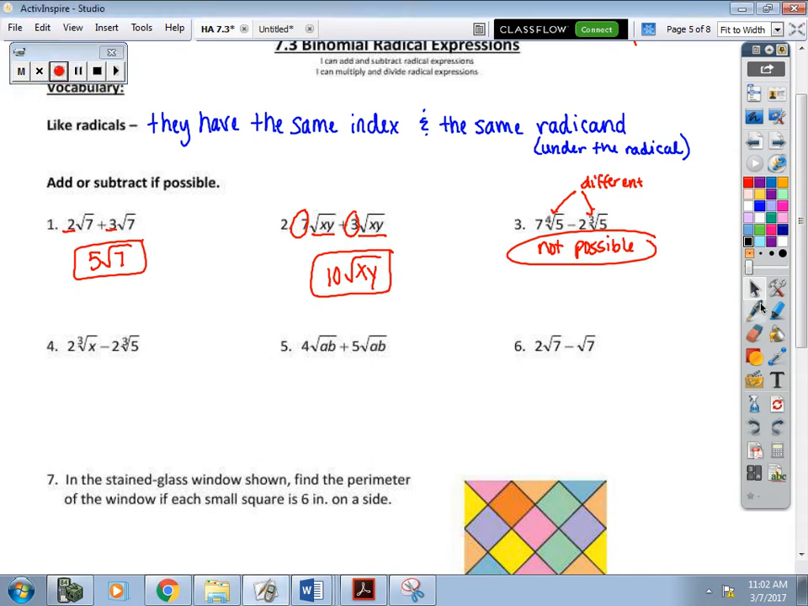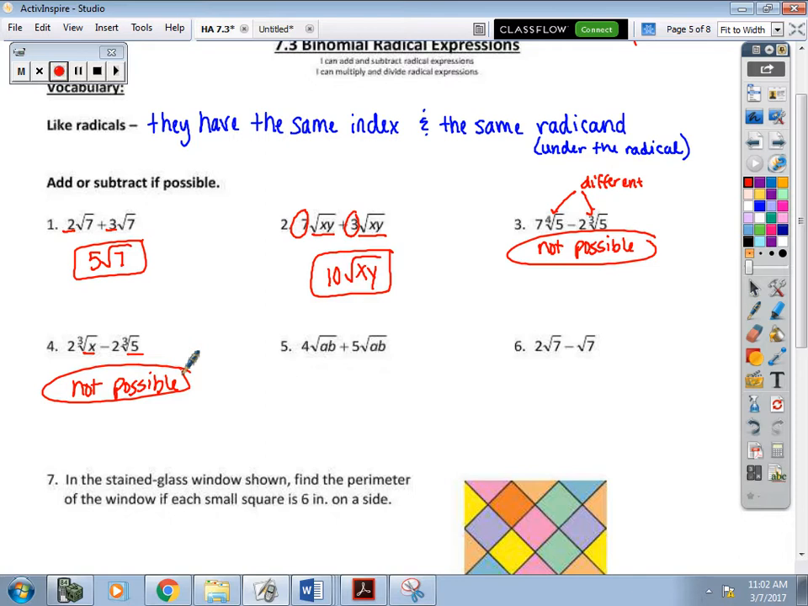How about number 4? Can we subtract this? No. We have the same index of 3, but we have different radicands. We have different numbers under the radical. So this is also not possible. You literally cannot do anything to simplify that.